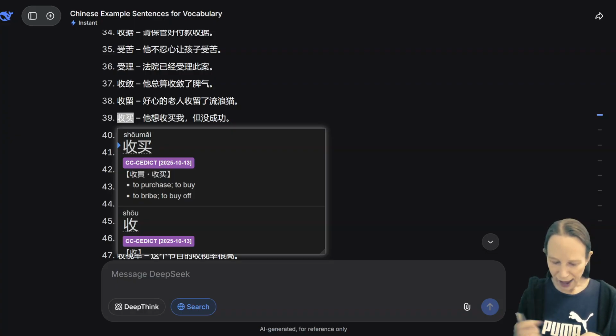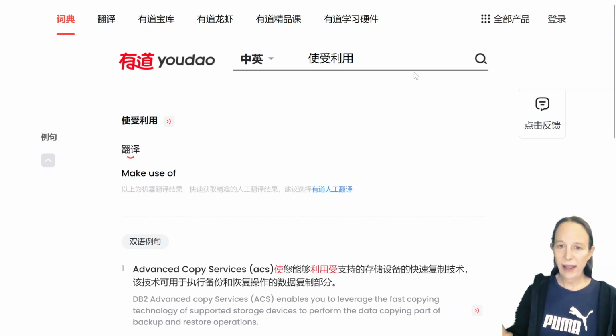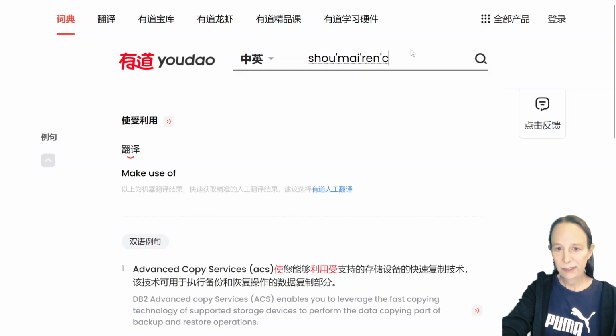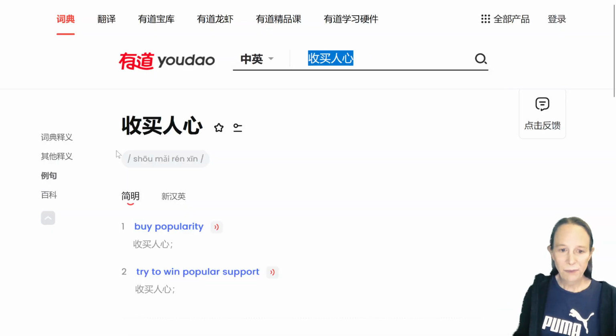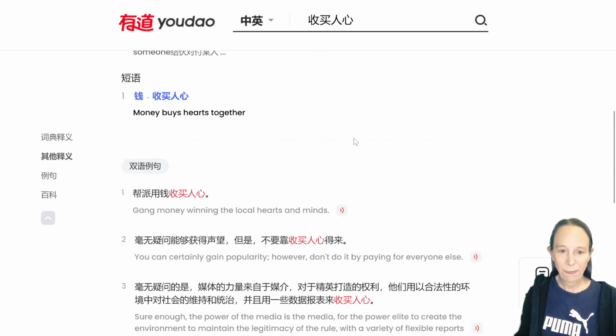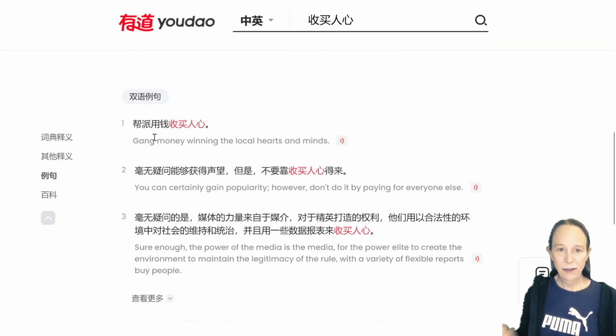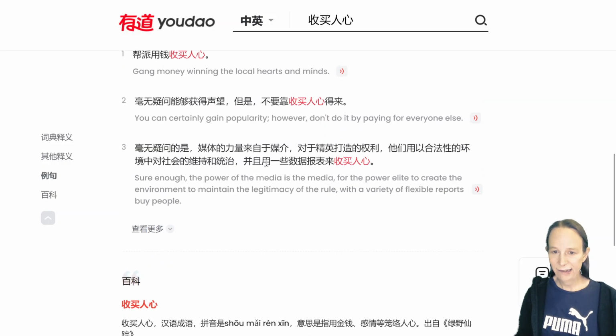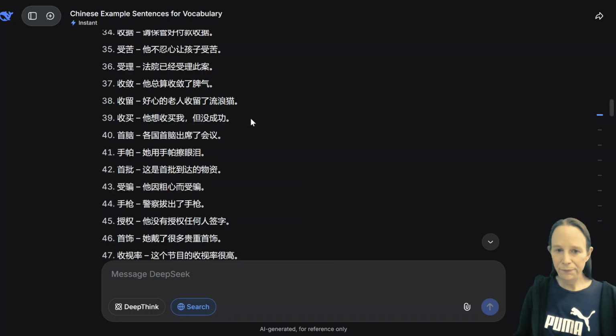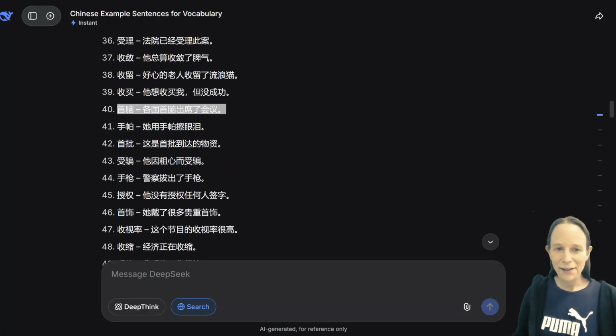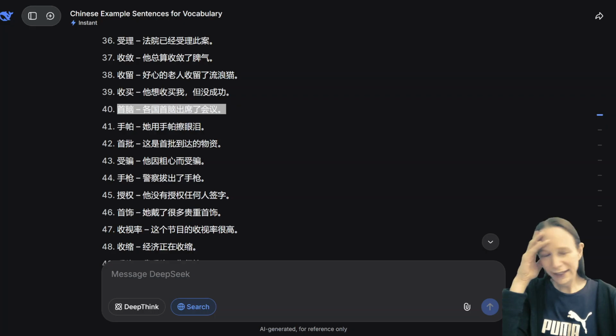Okay, 收买人心. So 收买人心 is their example. By popularity. Okay, 帮派用钱收买人心. Okay, 帮派, that's a gang, is it? All right. Yeah, this batch is pretty hard for me, I'm afraid. There's lots of financial things, words that are completely new for me.